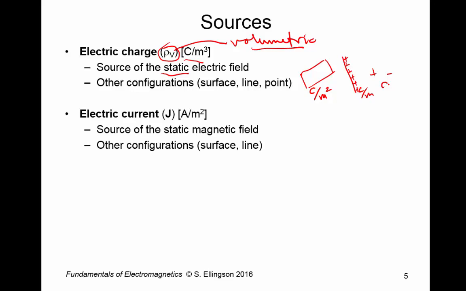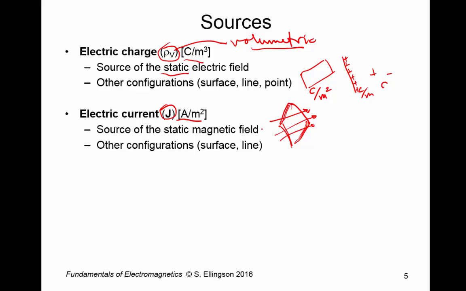The second source I'd like to discuss is the electric current. We give this the symbol J, and it's a vector. It has both magnitude and direction. And in general, it has units of amps per meter squared. So the way to think of that is you have some boundary in space. There's current flowing through that boundary. So that meter squared is referring to the area of this opening through which the current is flowing. And then you have so many amps flowing through that opening. So amps per meter squared.